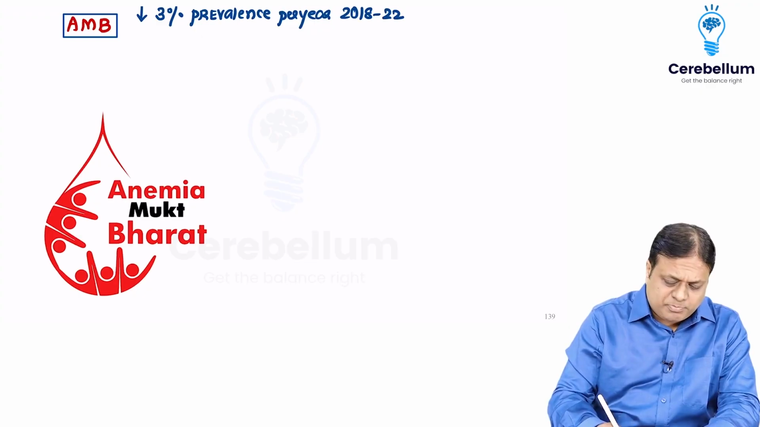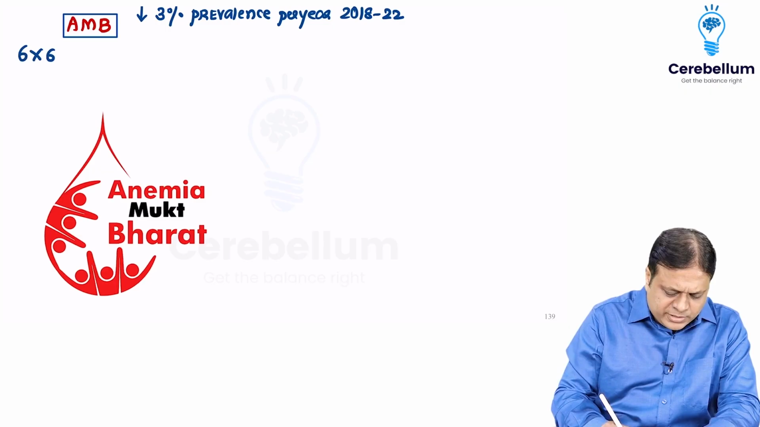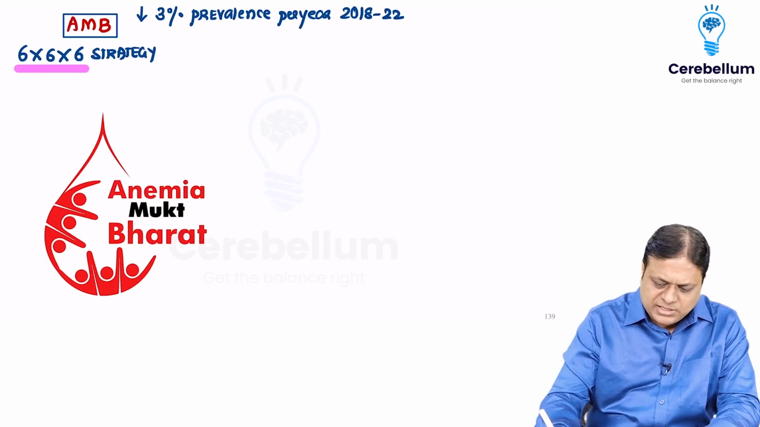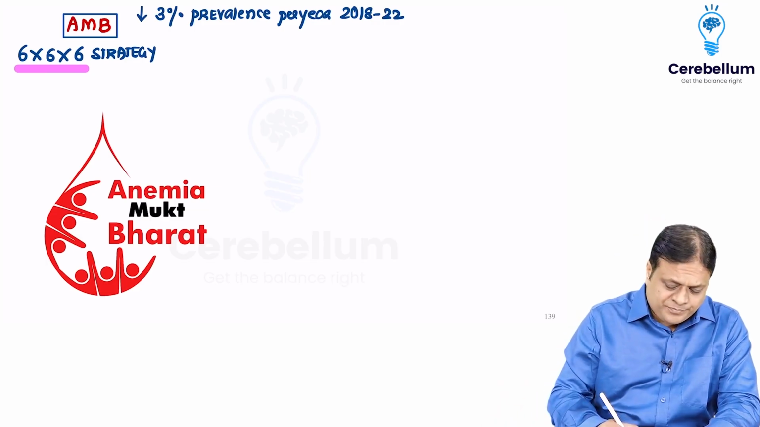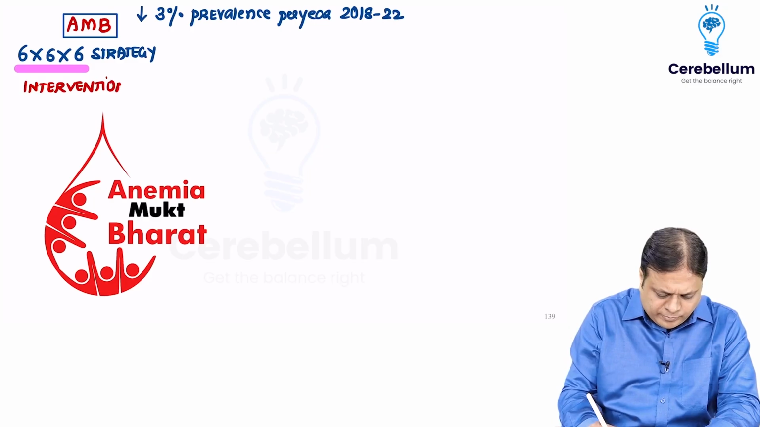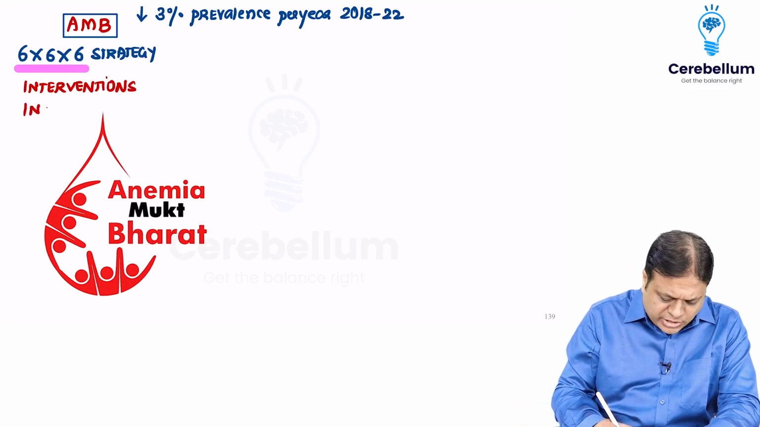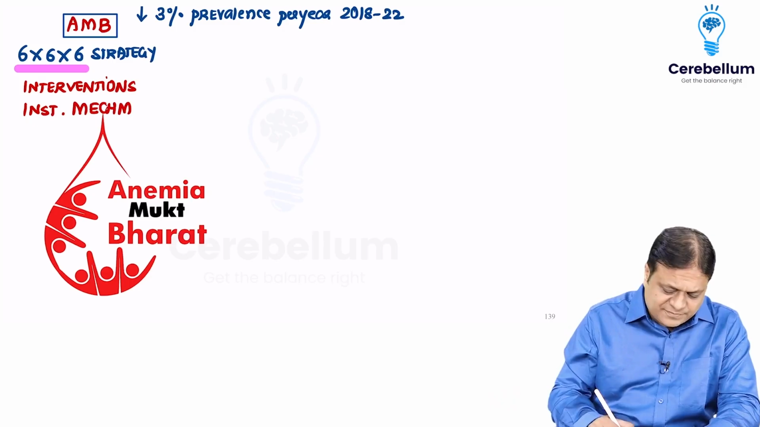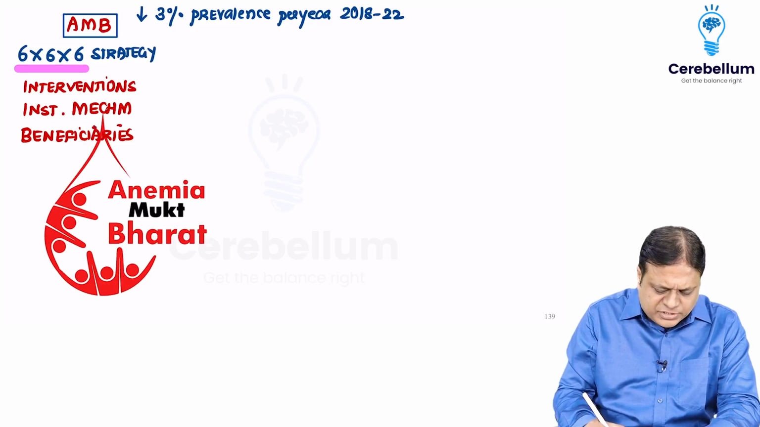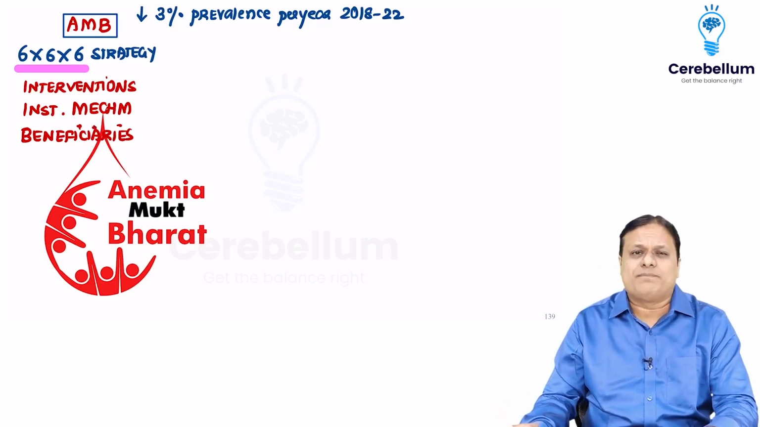This program is based on 6 by 6 by 6 strategy. Now what are these 6 by 6 by 6? This includes 6 interventions, 6 institutional mechanisms, and 6 the beneficiaries who are visible in the logo also. When we look at these 6 beneficiaries, questions usually come on the iron folic acid supplementation.